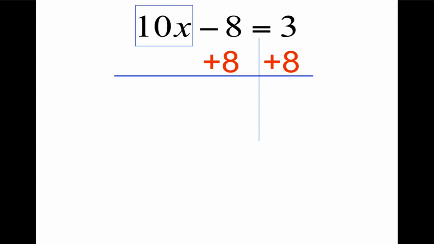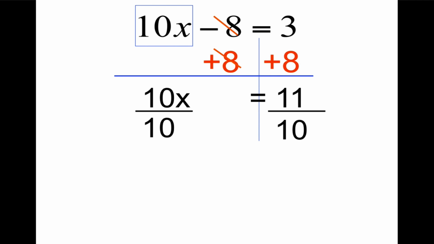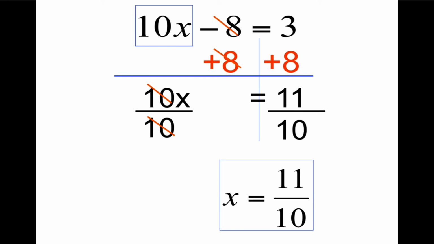We'll add 8 to each side. 8 and negative 8 cancel. So we have 10x equals 11. The last step, divide both sides by 10, because 10 divided by 10 equals 1. So we're left with x equals 11 tenths. And that's an acceptable answer.